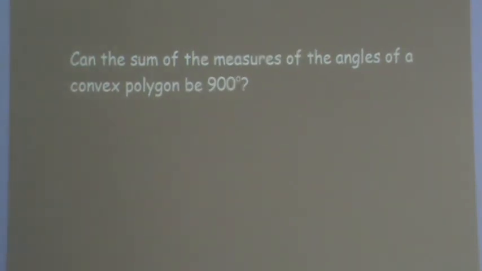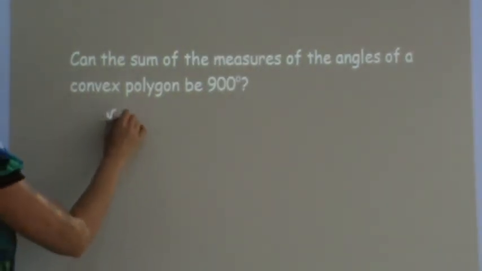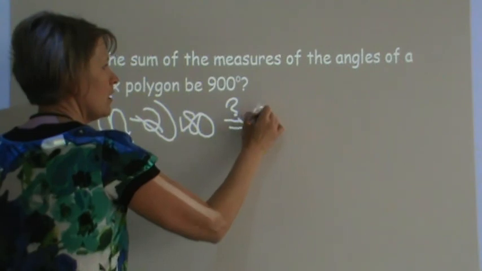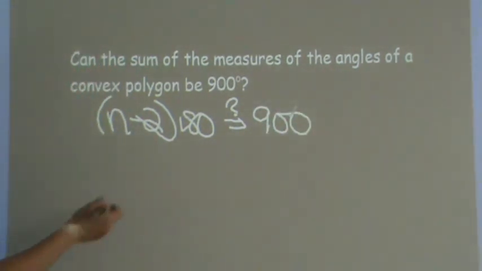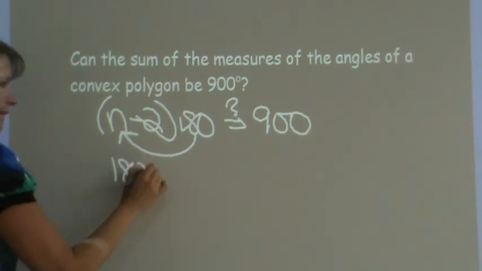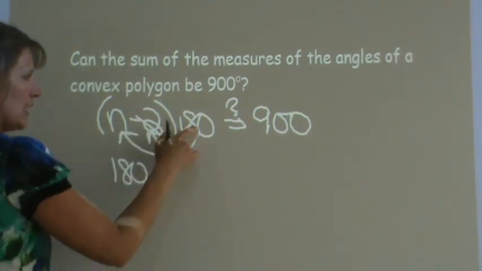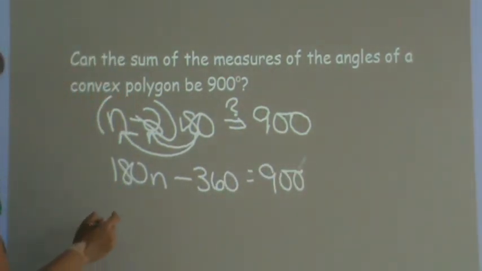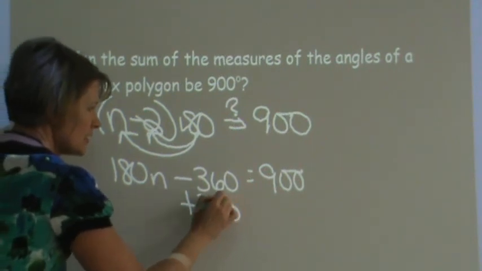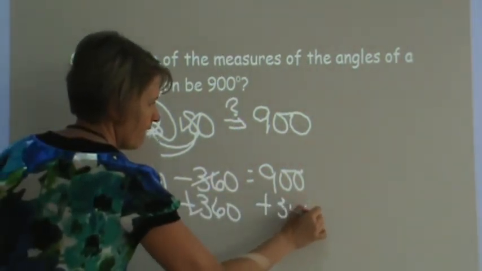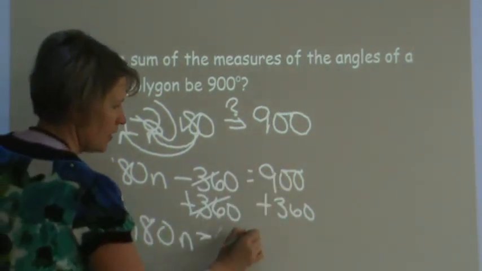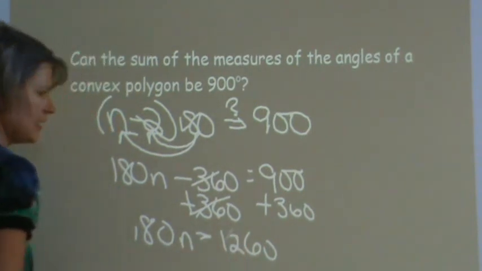Okay, so let's try that again. We've got 900 this time. So same formula, n minus 2 times your 180. We want to know, can it equal 900? So again, I distribute 180 times n. Keep my minus sign. 180 times 2 is 360. Combine our like terms. So let's get this 360 over here. 180n still on this side. That's going to get me 1260.